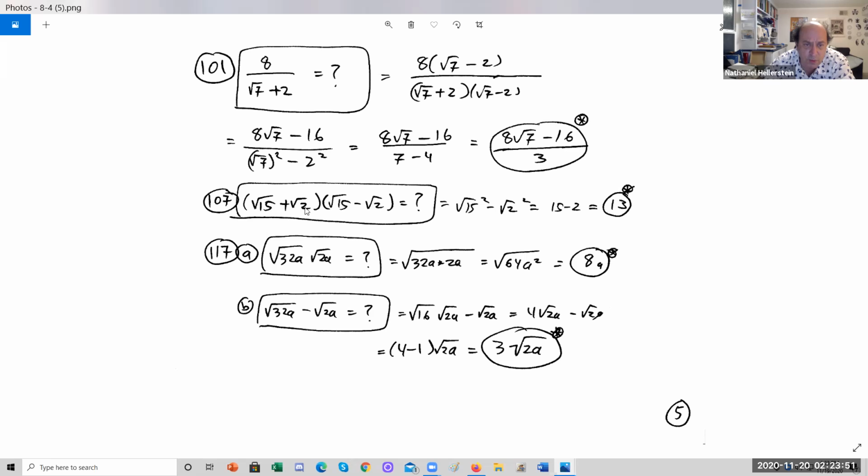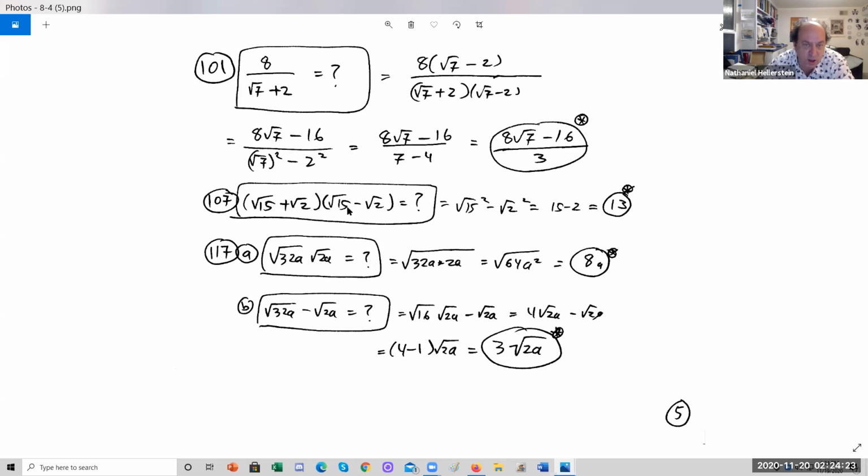Here's root 15 plus root 2 times root 15 minus root 2. Well, a sum times a difference is a difference of squares. Oh, no, I'm sorry. I should have been up here. So here we multiply above and below by root 7 minus root 2. So this in the numerator will be 8 root 7 minus 8 times 2 is 16 right here. A sum times a difference is a difference of squares. Root 7 squared minus 2 squared, that's 7 minus 4 is 3. So 8 root 7 minus 16 all over 3.